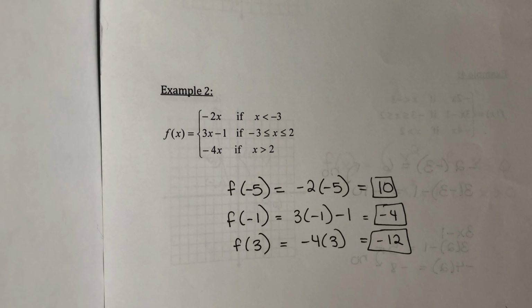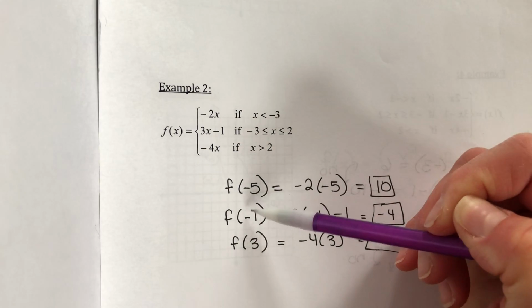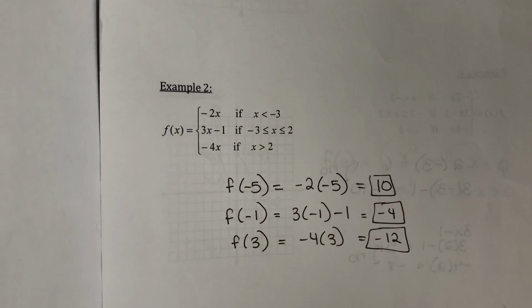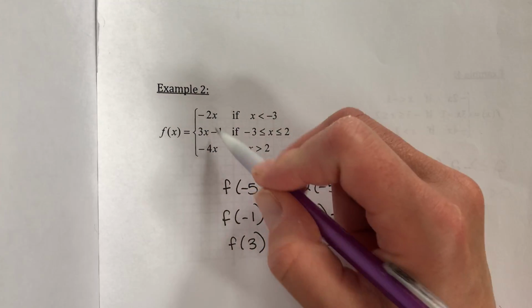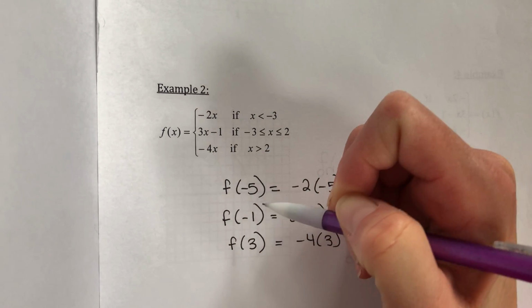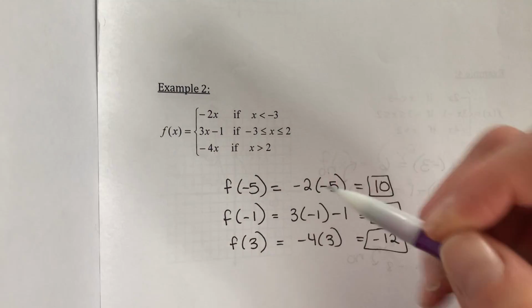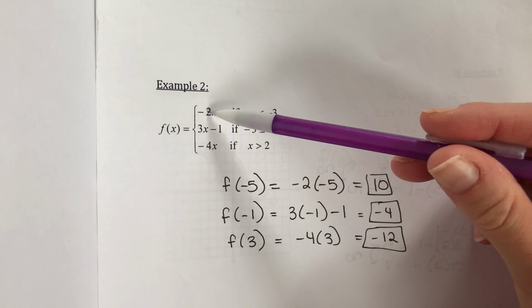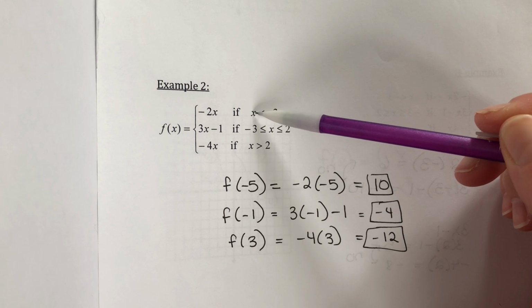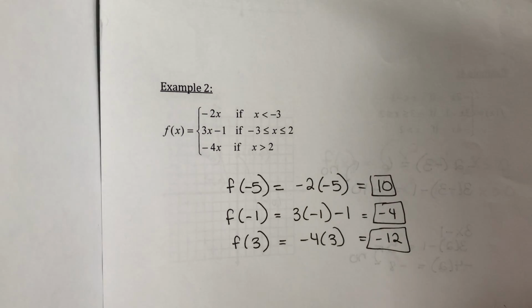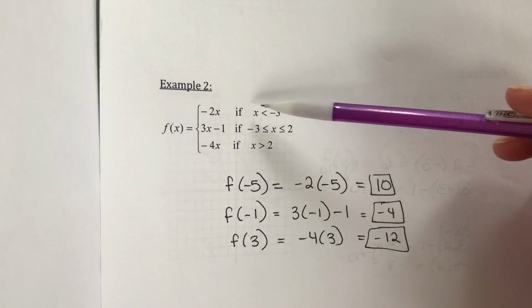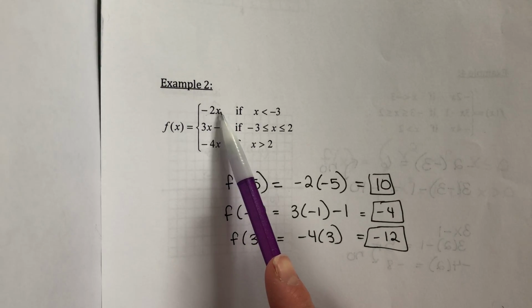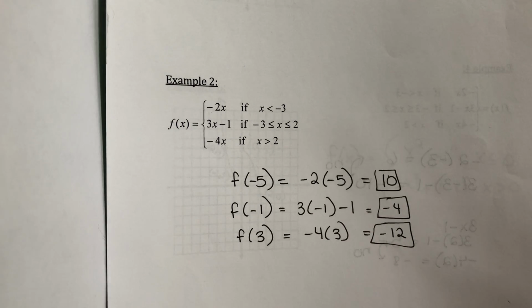One more example to go here. We're doing the same thing, -5, -1, and 3. Feel free to stop the video and just try it out on your own. But here's the question. We've got 3 different graphs going on here, and we just have to see again, where do the numbers fit in? So -5 would fit in the top expression, -2x, because -5 is less than -3. And this expression is going to work for all x values less than -3. So -2 times -5 is +10.